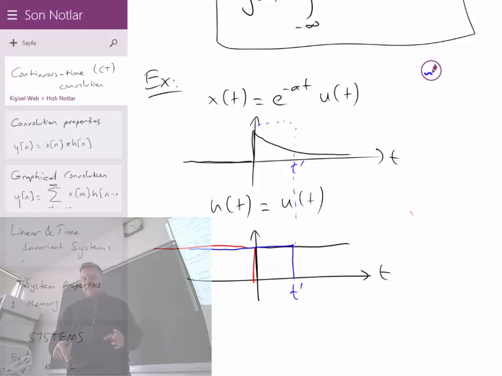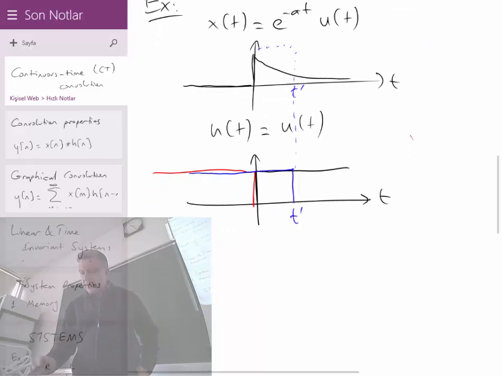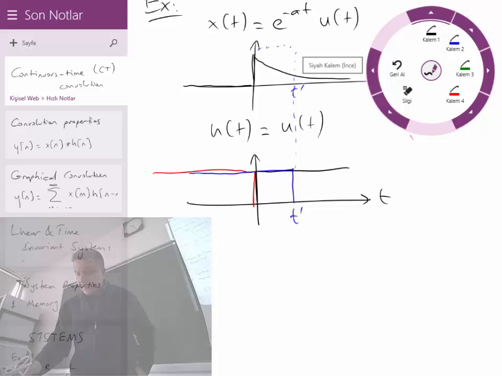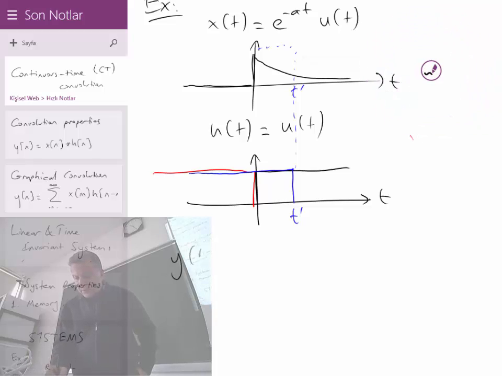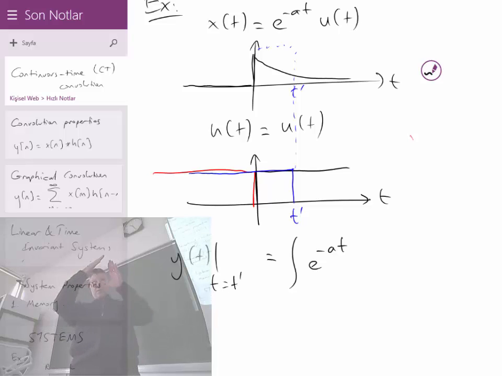What's the multiplication of these two functions in this overlapping region? I'm trying to find y of t at t equal to t prime, or y of t prime in other words. It's the integral area under the multiplication of these two overlapping regions. What is the multiplication over there? It's e to the minus a t. The multiplication function is that.